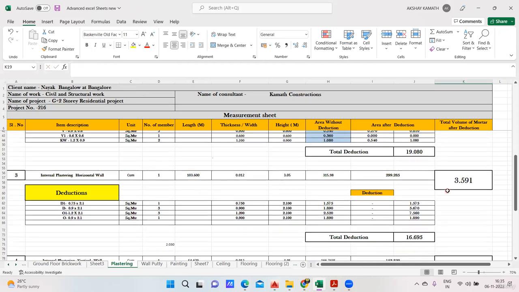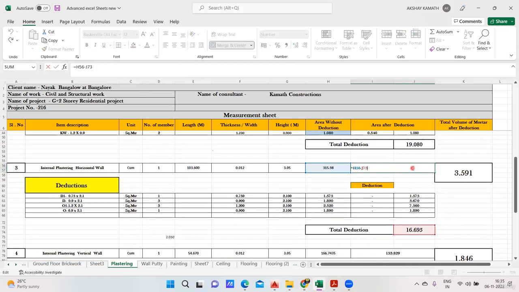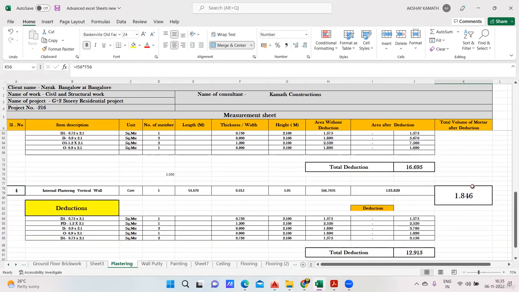Fine. Got it? So total 16.695. So now total area after deduction will be area without the deduction, that is 315 minus 16.695, which will give me 299.285 square meter. Okay. Now coming to the volume, it's a 12 mm, not inch, 12 mm thickness. So fine. So total area multiplied by the thickness will give me 3.591 cubic meter of a, sorry, I went there. Sorry, here, this one.